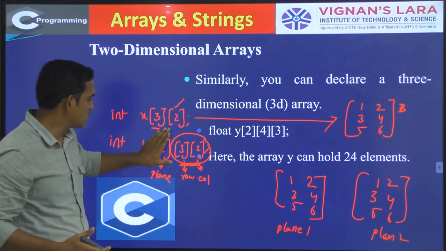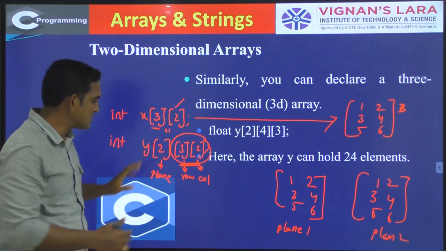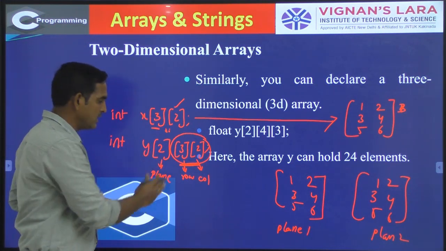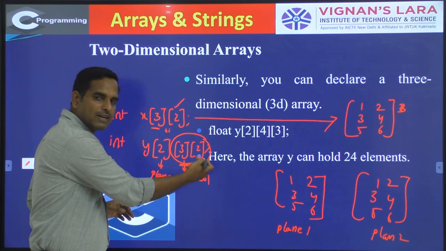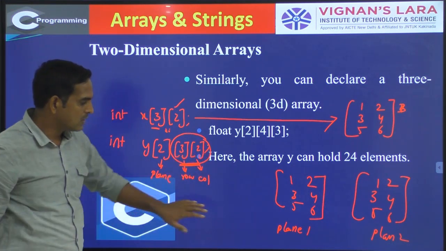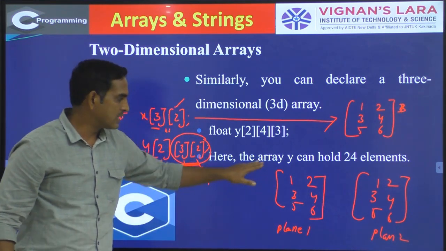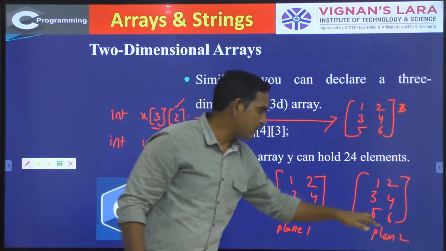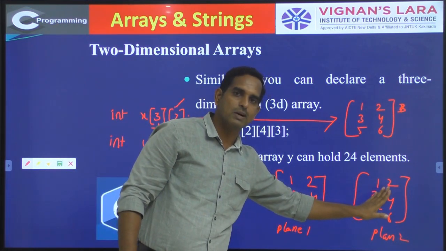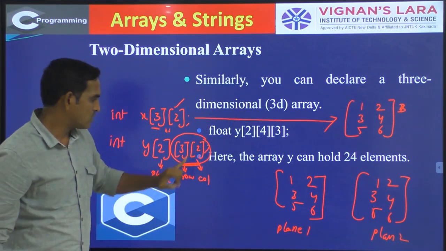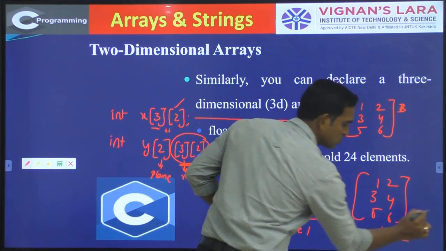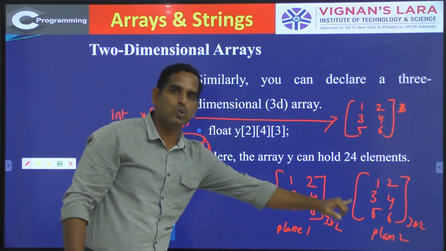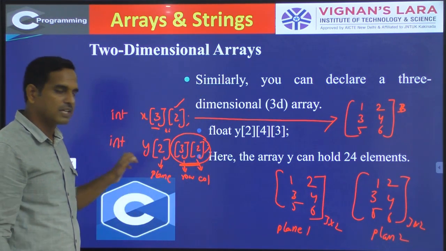So in this manner you can visualize this particular 3-dimensional array. The first part will represent your plane, the second part will represent the row in that plane, and the third part will represent the column in that plane. So this will be plane 1 and you will be having these values, and in plane 2 you will be having another 3 by 2 matrix. So you will be having 2 3 by 2 matrices for this particular 3-dimensional array.